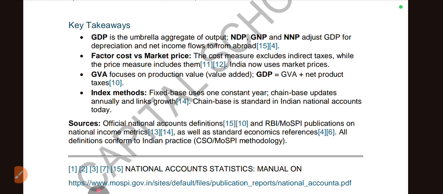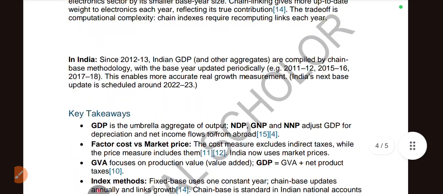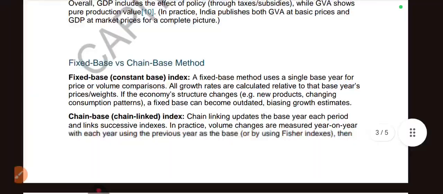GDP is the umbrella aggregate total; NDP and NNP are the others. These are the measures of development. We should be clear on this. I hope you are clear on this.